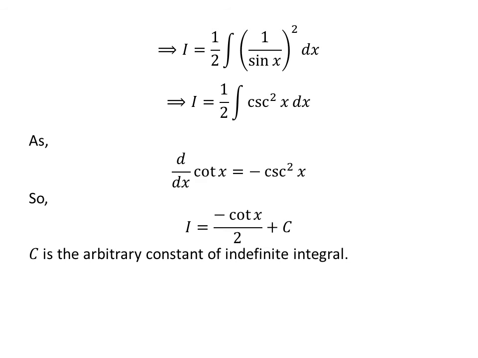From the above equation we can derive the fact that minus cotangent of x is the antiderivative of the square of cosecant of x. So I is equal to minus half of cotangent of x plus capital C. Capital C is the arbitrary constant of the indefinite integral. Never forget to add this constant.